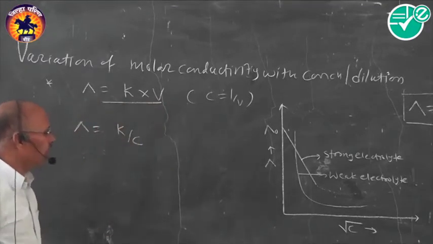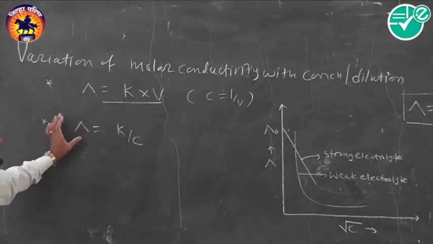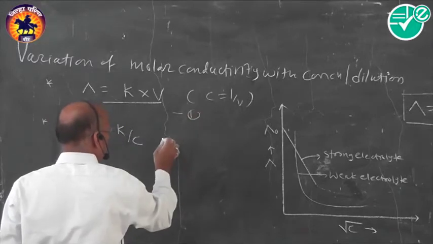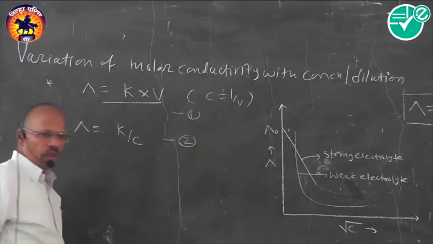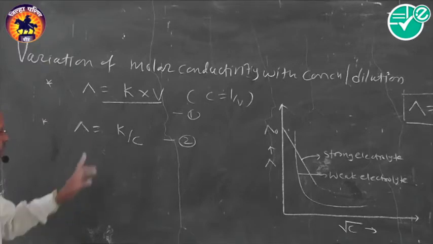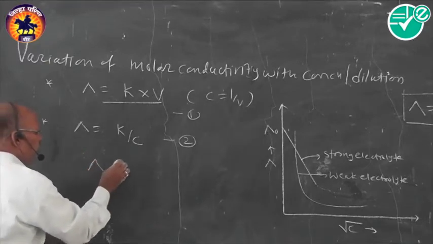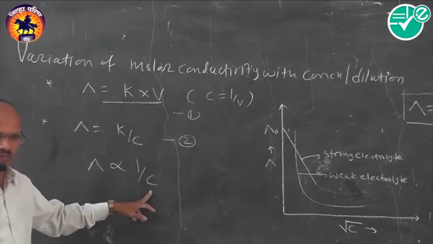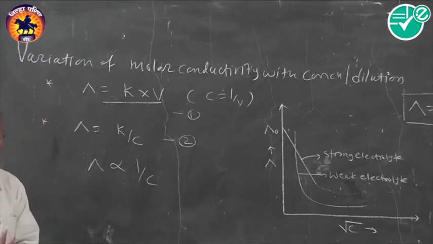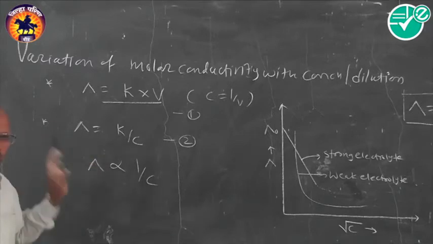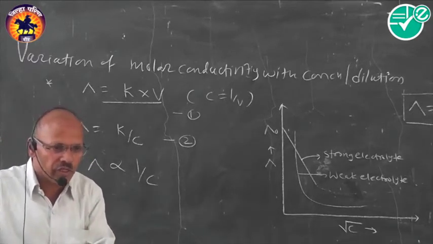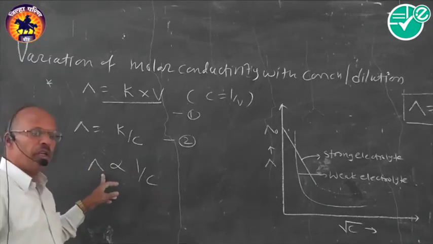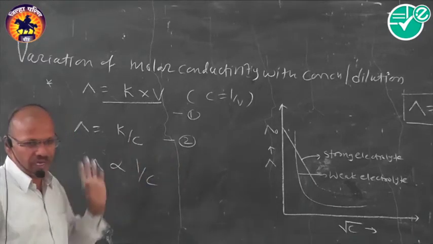That is the first thing. Now the second thing: we have to follow equation number two. For convenience, call the first one equation number one, and check equation number two. In this case, how does lambda vary with the concentration? It varies inversely with the concentration. They are inversely related. So in this case, molar conductivity always decreases with increasing concentration. When concentration increases, the molar conductivity decreases. So you have to think like this.